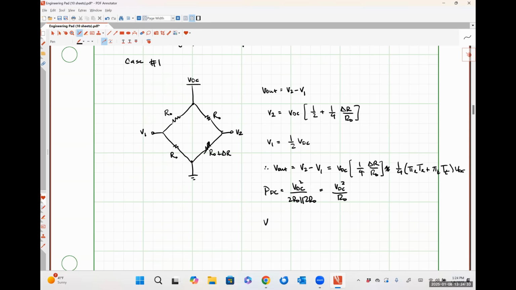Our noise spectral density is going to be the root of 4 kBT times 2R naught in parallel with 2R naught, which we already know is just R naught. So this is 4 kBT R naught. So our trade-off for eliminating that DC portion of our signal, so that our output signal is easier to amplify, is that we consume twice as much DC power and we're introducing twice as much noise.